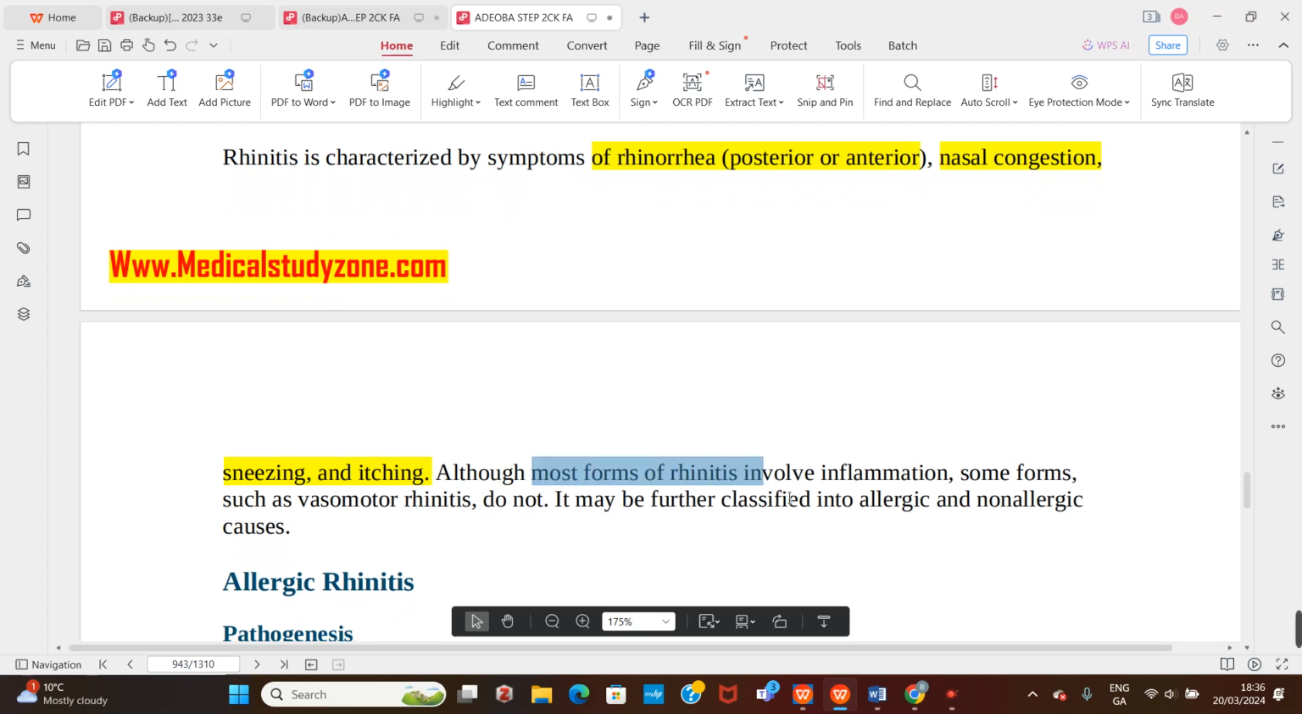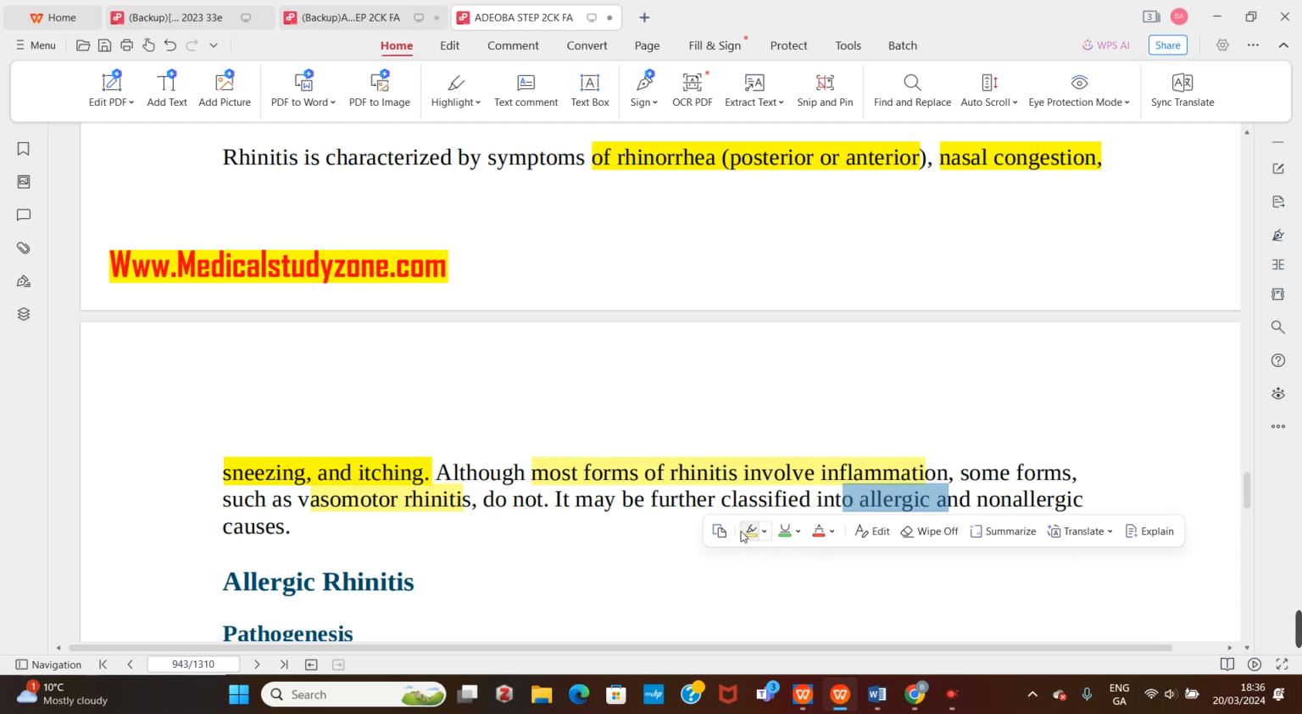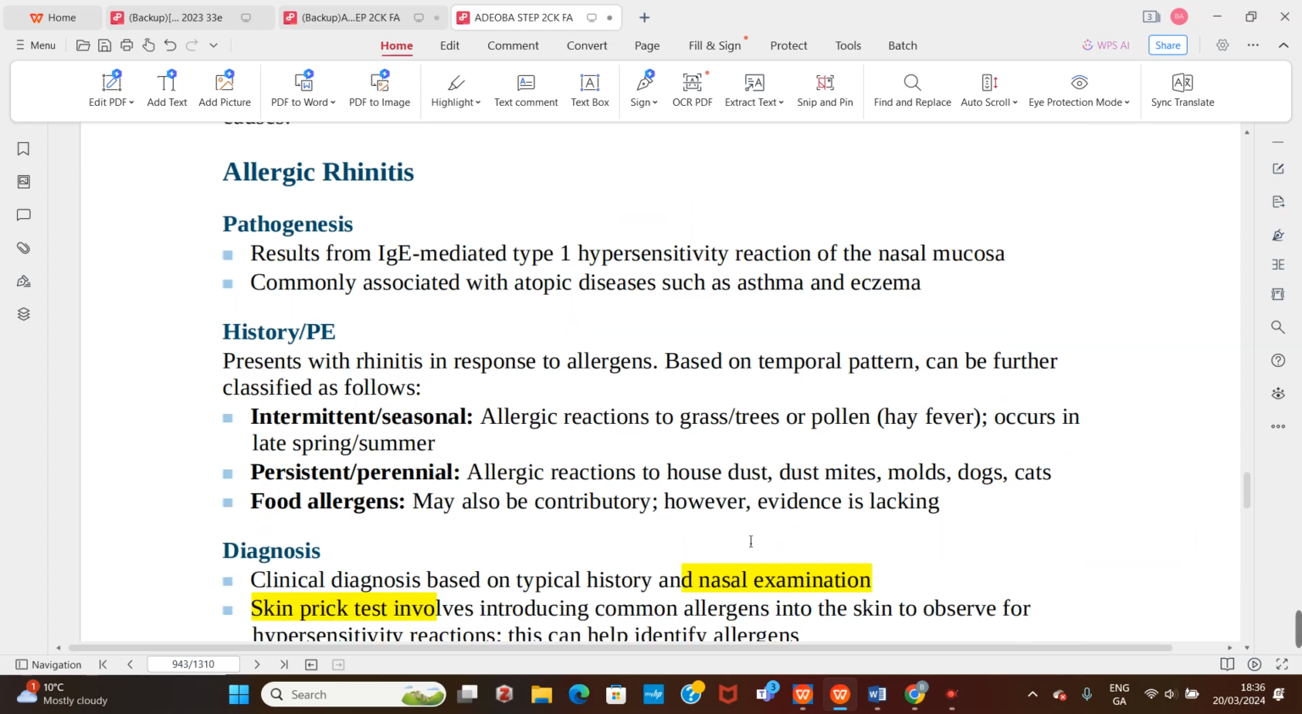Most forms of rhinitis involve inflammation, except vasomotor. Vasomotor is not mediated by inflammation. So we can classify into allergic rhinitis and non-allergic rhinitis. Allergic rhinitis is mediated by a type 1 hypersensitivity reaction. Type 1 hypersensitivity means that it involves IgE, and then IgE is going to cross-link with the mast cells to cause degranulation of mast cells. When mast cells degranulate, they release histamine, leukotriene, and other substances, and that is going to drive the inflammatory process.